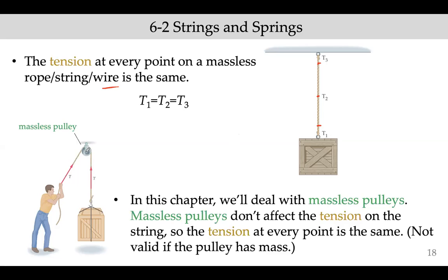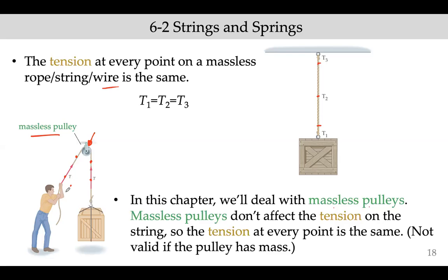And we will also deal with pulleys. So the pulleys, in this chapter, we will deal with massless pulleys. We will assume they are massless. So massless pulleys don't affect the tension on the string. So the tension at every point is the same. So if you have a massless pulley, if the tension is here T, then the tension at every point, even after the pulley, will be the same T.